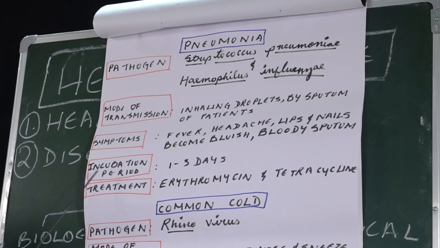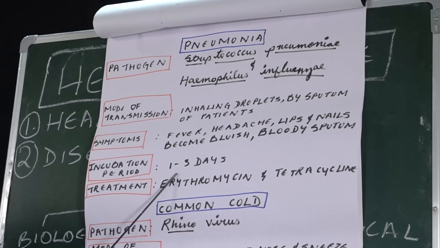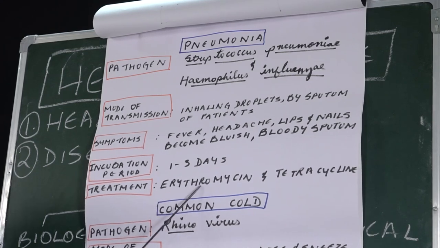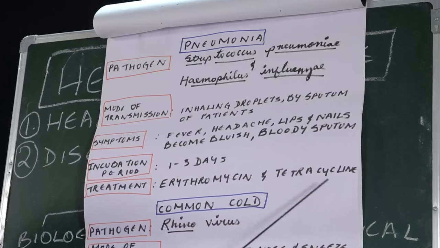because that means you will give out blood when you cough. What is the incubation period? The incubation period is very short, basically 1 to 3 days. So what is the treatment? Treatment is the medicine after you get pneumonia, that is, erythromycin and tetracycline.